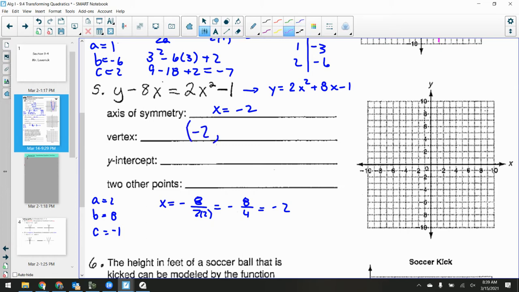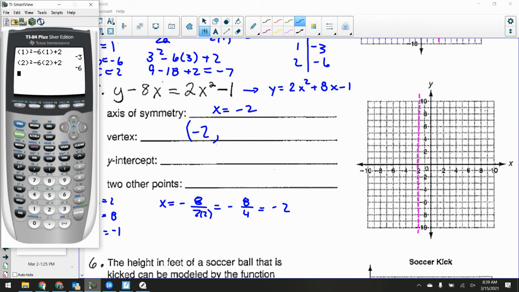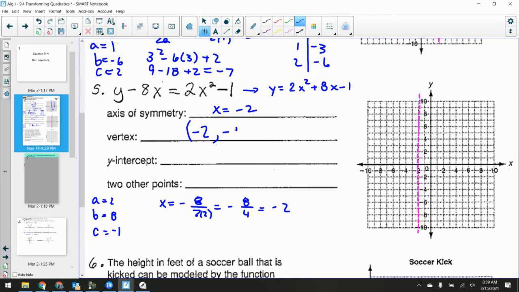I guess I should have graphed it. Here's my negative 2 line. And now we'll plug it in. Always go back into the one that you solved for. Y is equal to 2 times negative 2 squared plus 8 times negative 2 minus 1. Negative 9. Negative 2 comma negative 9.